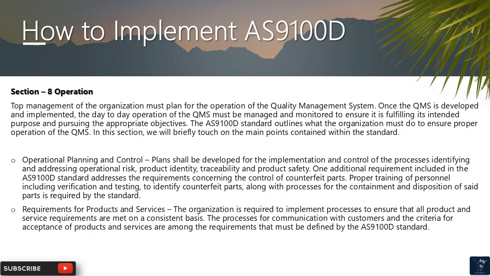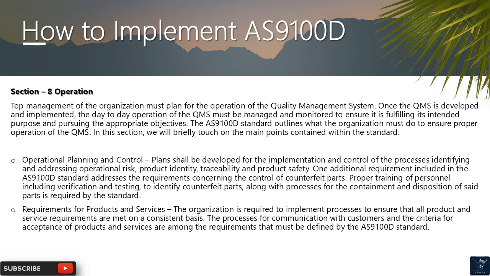Section 8 Operation. Top management of the organization must plan for the operation of the quality management system. Once the QMS is developed and implemented, the day-to-day operation of the QMS must be managed and monitored to ensure it is fulfilling its intended purpose and pursuing the appropriate objectives. The AS9100 standard outlines what the organization must do to ensure proper operation of the QMS. In this section, we will briefly touch on the main points contained within the standard.